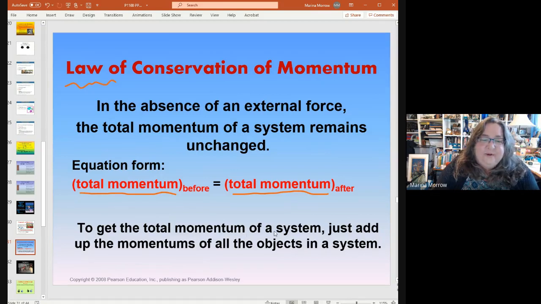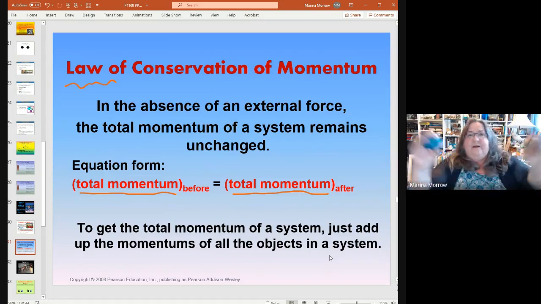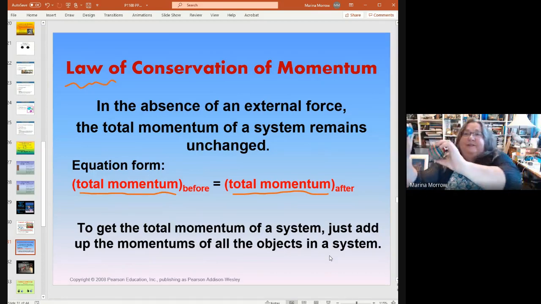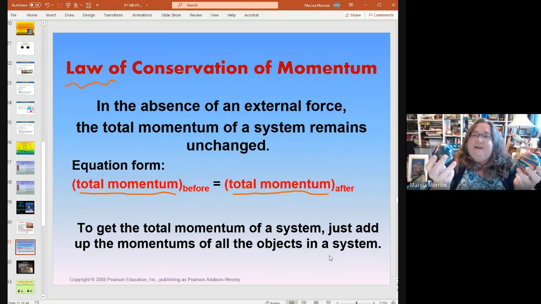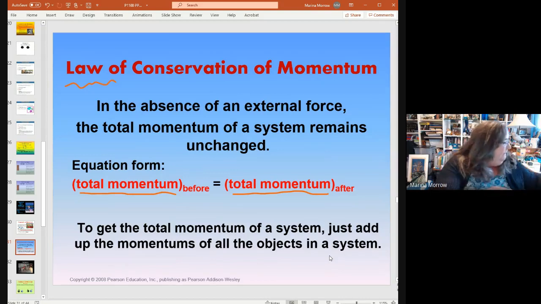Now, how do we get the total momentum of a system? Well, we just add up the momentums of all the objects in the system. So if you're trying to imagine what I'm talking about, think about balls hitting each other, okay? And they will bounce off, right? Or maybe one hits and pushes the other one in the other direction. So the total momentum of the system will remain the same after this interaction if there are just these two balls in our system. Okay.